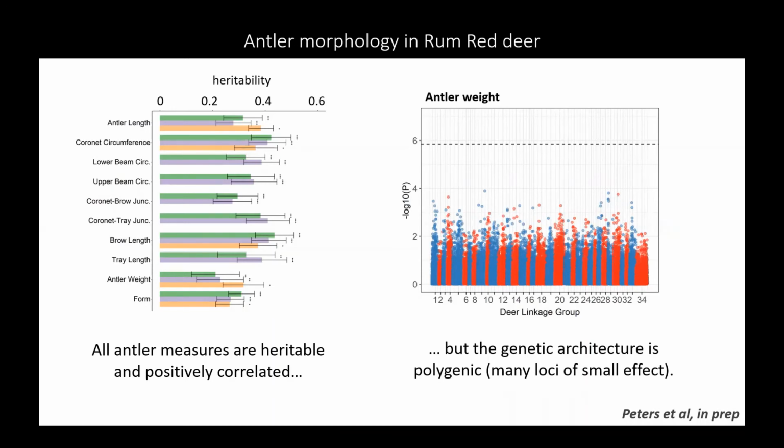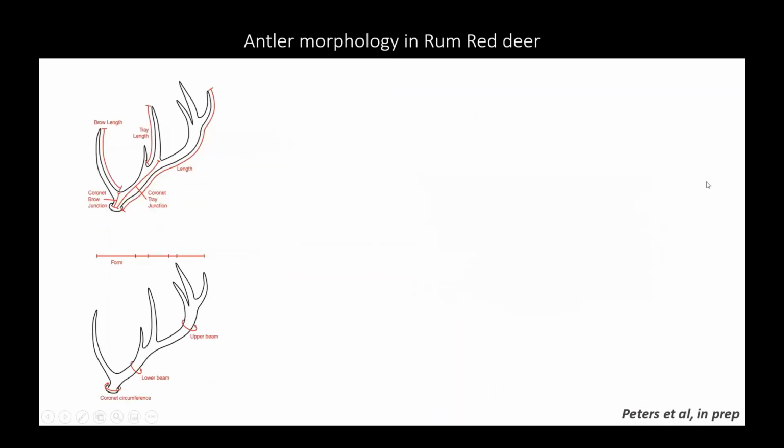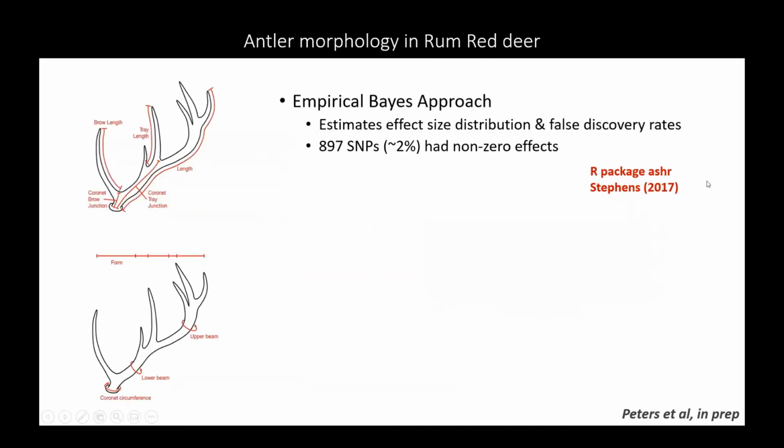And it does suggest that the genetic architecture of this trait, or these traits, is polygenic, so it's driven by many loci of small effect. However, when looking in small populations, we do sometimes have an issue of power. So it may be that Lucy didn't have the power in the data to actually detect these loci of large effect. So actually she used an alternative approach to genome-wide association study called an empirical Bayes approach.